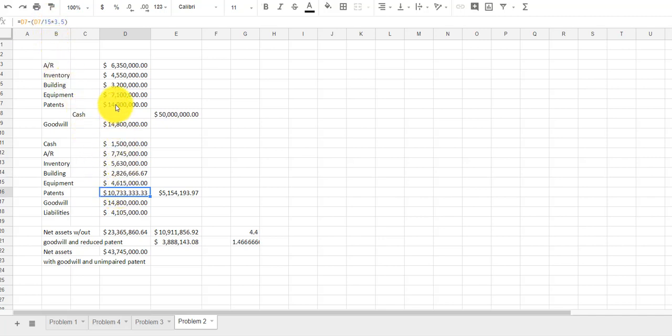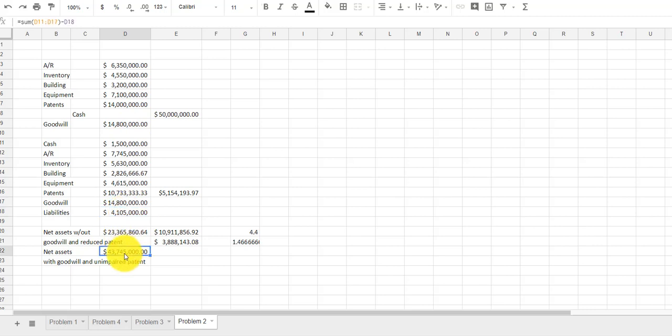So while we recorded it originally at 14, now it's at 10.7 because of amortization, which is the term we usually call it. Goodwill is not amortized. It does not depreciate. It's still the amount we originally recorded. And then we had liabilities of just over $4 million.